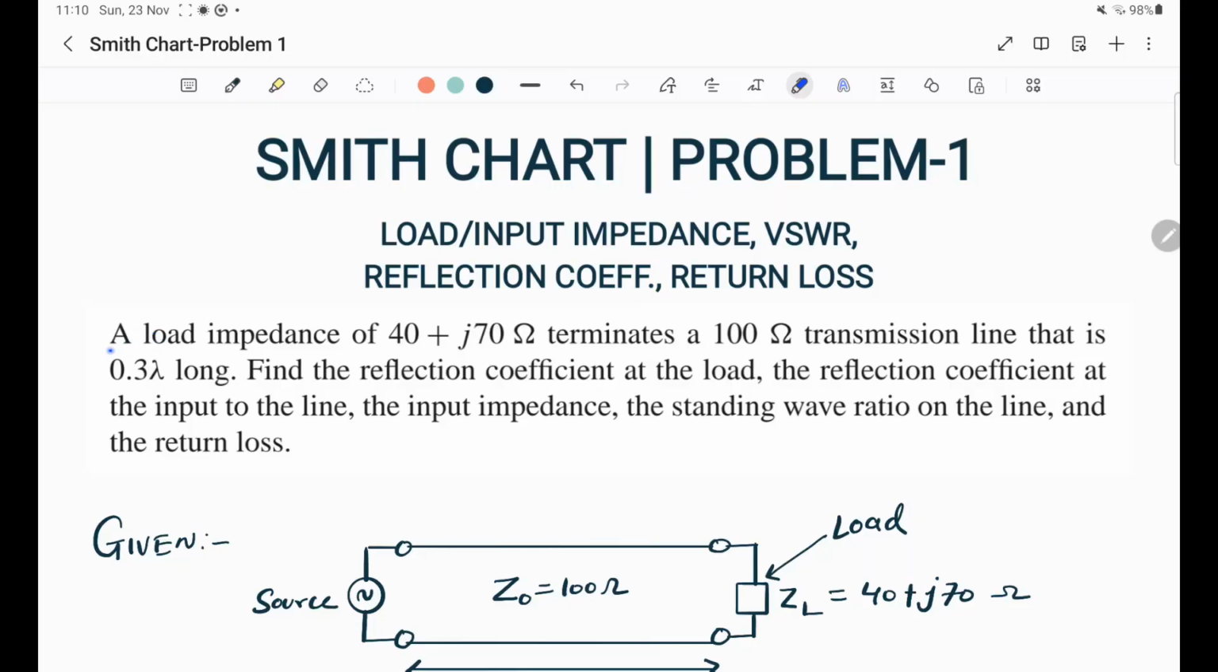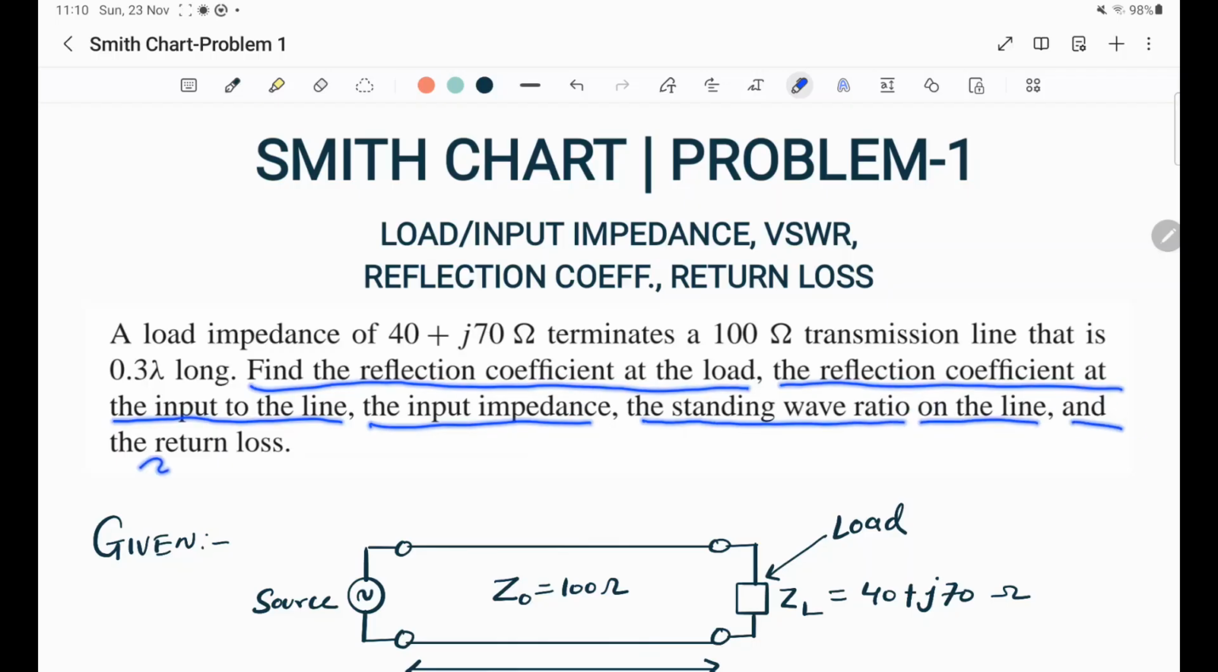The question says a load impedance of 40 plus j 70 ohm terminates a 100 ohm transmission line that is 0.3 lambda long. Find the reflection coefficient at the load, the reflection coefficient at the input to the line, the input impedance, the standing wave ratio on the line and the return loss.